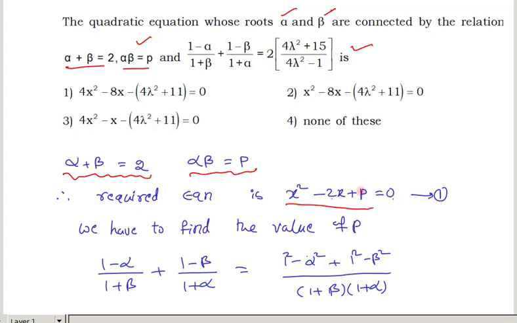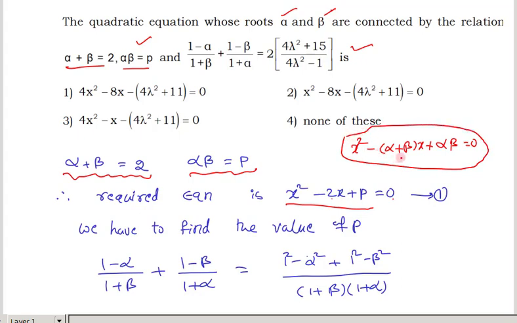If you know the roots alpha and beta, then we can write a quadratic equation by using this formula, that is x square minus (alpha plus beta) x plus alpha into beta is equal to 0. This is a quadratic equation whose zeros are alpha and beta. By this, alpha plus beta is 2 and alpha into beta is p. I wrote this and I assume that this is the first equation.